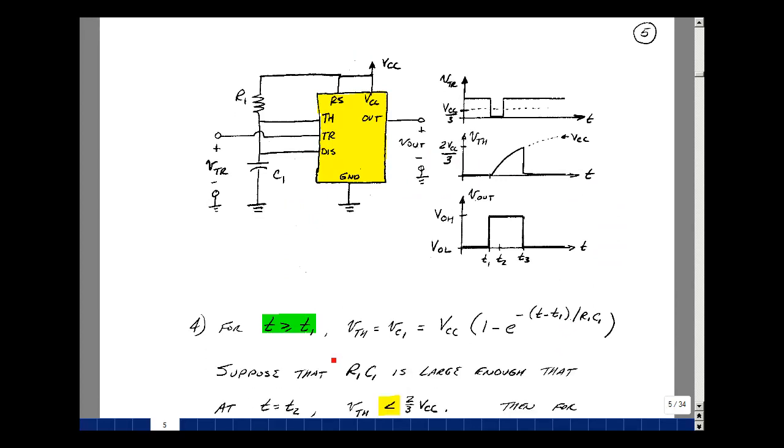So for t greater than t1, the voltage across the capacitor is also the voltage of the threshold pin, and this is our charging capacitor equation. Suppose that the RC product is big enough such that this capacitor, as it starts to charge toward VCC, doesn't make it to 2/3 VCC by the time we come back up again. And I'll call that time t2. So what does that mean? Let's go back and look at our diagram.